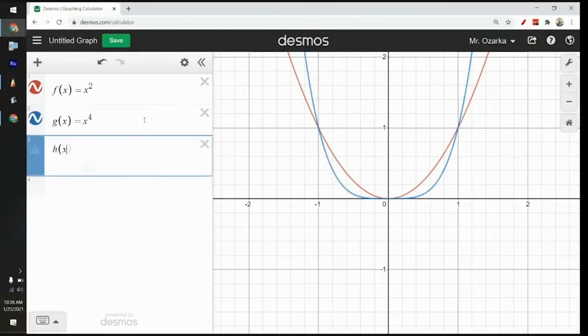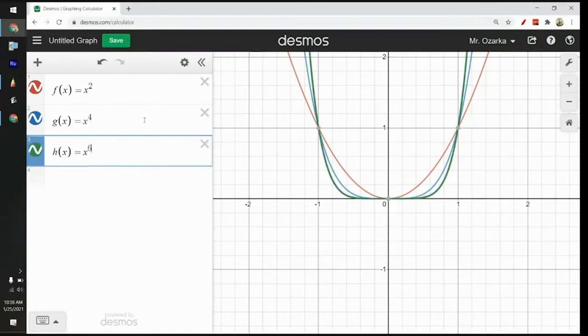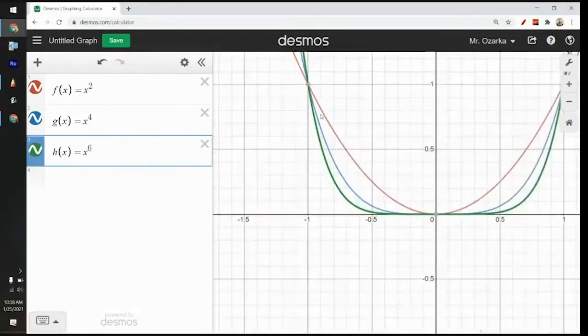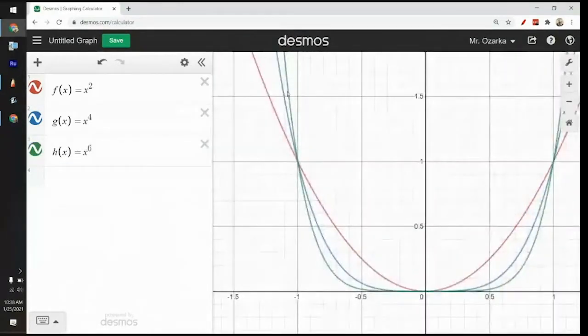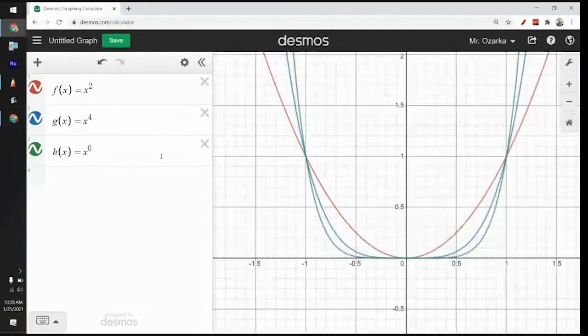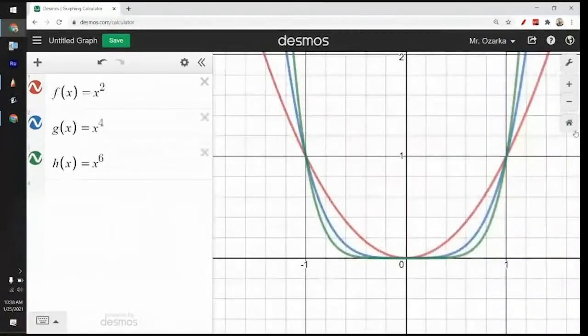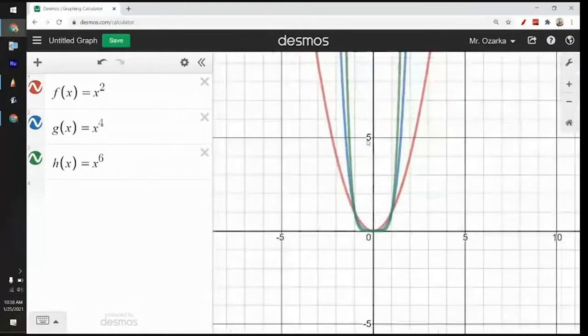Okay. X to the 6th is going to be the same thing, only it's going to be even less than the blue, but then ultimately ends up being greater outside of it. Okay, and it's going to always be like this. Okay, there's going to be that symmetry.